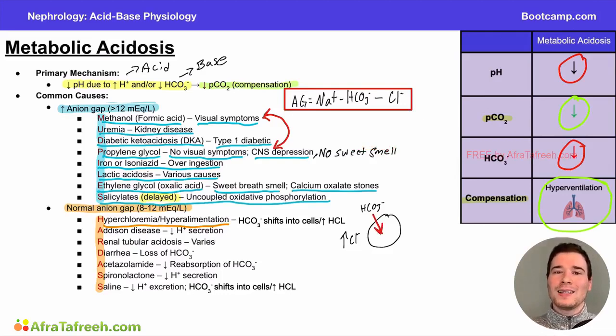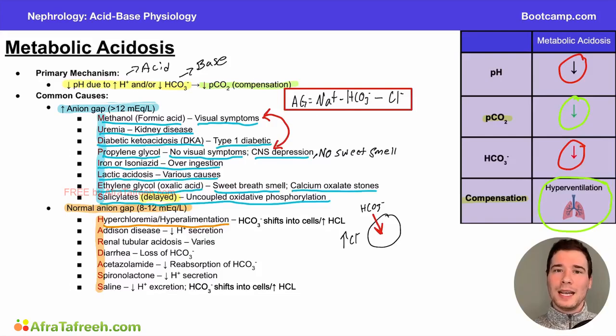And this is why it makes sense that this is a normal anion gap, right? We're trading an increase in one anion for the other one that we're putting inside of the cell. So overall, there's not a change in extracellular anions. We're just changing which ones are located where. This is different than if we didn't put bicarb inside of the cell. Now we would have an increase in overall anions outside of the cell, but that's not what we see here.